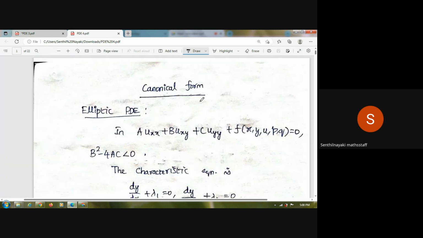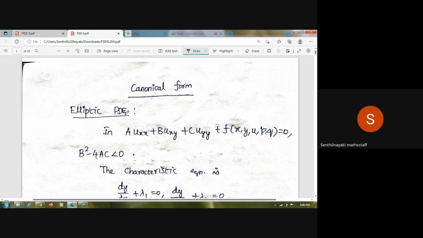The next one is canonical form. In yesterday's session I had mentioned that in the next class we will discuss the canonical form. The canonical form is a little bit difficult. There are different procedures for three different types of partial differential equation. Here, due to time constraint, I am going to discuss only the elliptic PDE.